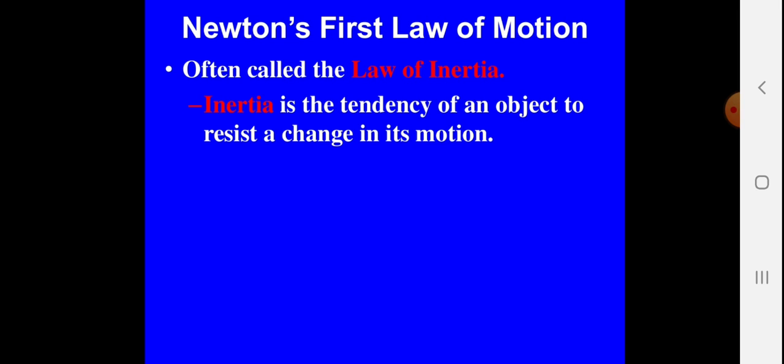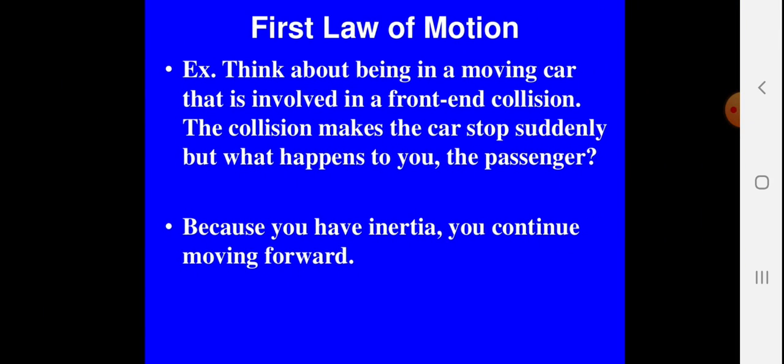Newton's first law of motion is often called the law of inertia. Inertia is the tendency of an object to resist a change in its motion. First law of motion, example. Think about being in a moving car that is involved in a front-end collision. The collision makes the car stop suddenly, but what happens to you as the passenger? Because you have inertia, you continue to move forward.